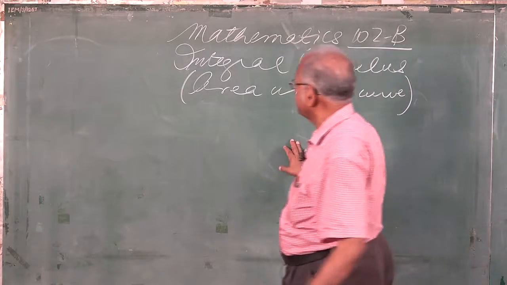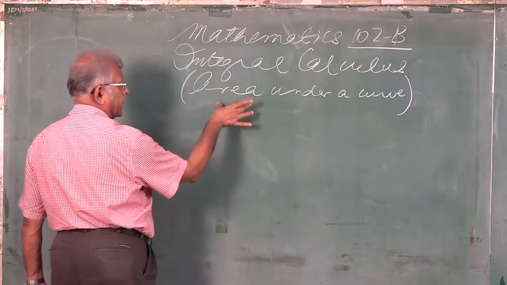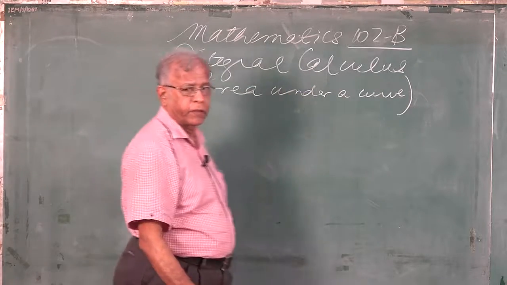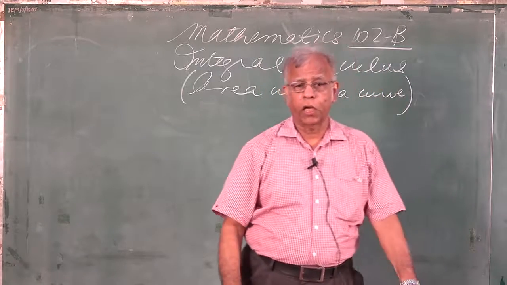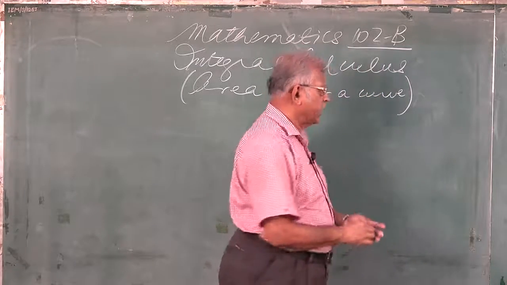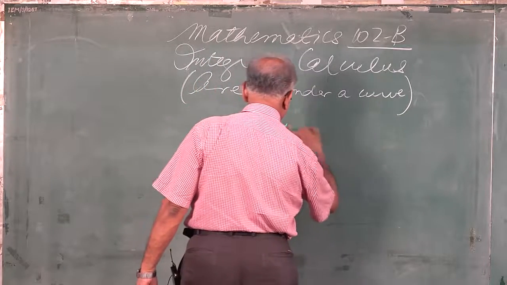Now, I have written. The lecture is integral calculus. Part of that is area under a curve. The area under a curve, the process is called quadrature. Quadrature is the name given to evaluating areas.